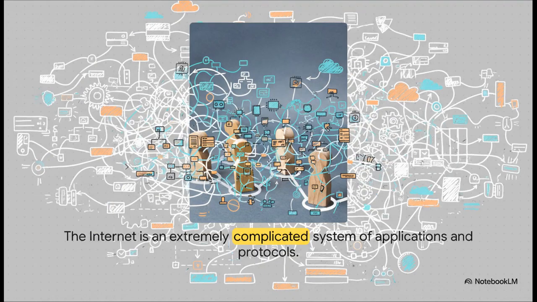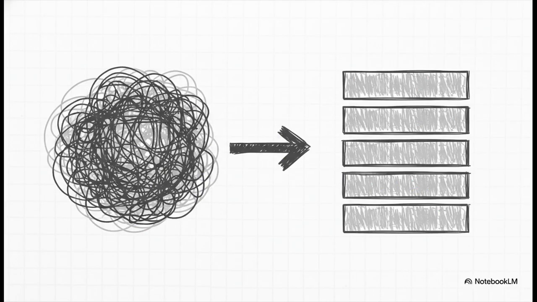And this image really drives it home. It is a massive, tangled web of different hardware, different software, all connected. You can imagine, without some kind of master plan, it would just be complete chaos. So how do we get any order out of this? Well, the solution, at least in concept, is surprisingly elegant. We take this giant, impossible problem of sending data across the globe, and we chop it up into smaller, much more manageable pieces. And we call these pieces layers.